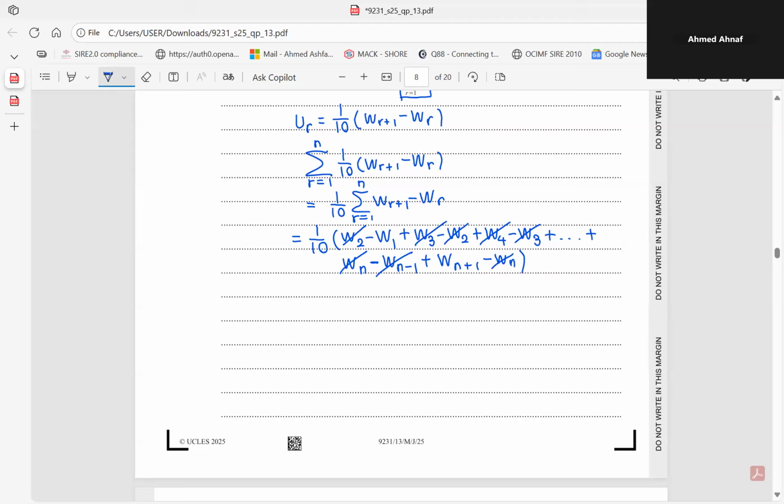Let's head on to the next part. Okay, so for this part, we're given that V subscript R is equal to X to the power of WR plus 1 minus X to the power of WR. We have to find the set of values of X for which this infinite series V1, V2, V3 all the way to V infinity is convergent, and we have to give the sum to infinity when this exists.